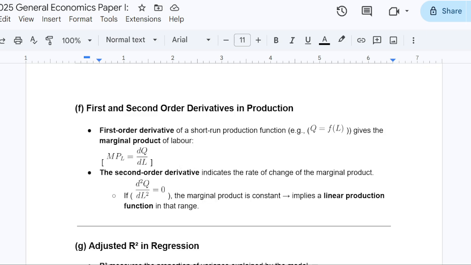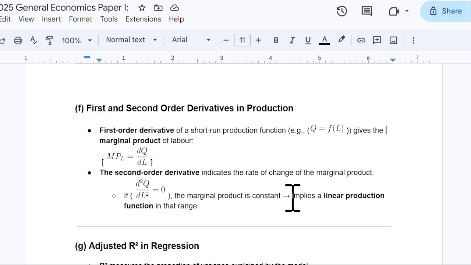The second order derivative indicates the rate of change of the marginal product, whether it is increasing at a higher rate or not. That gives you the rate of change. And if this becomes equal to 0, that means the marginal product is constant, and you can expect that there is a point of inflection. There the shape of the marginal product curve will be changing.